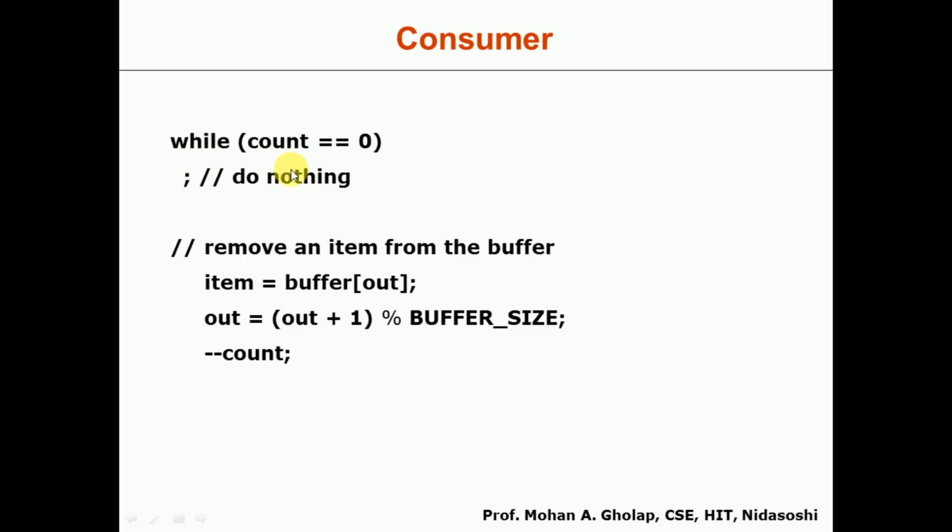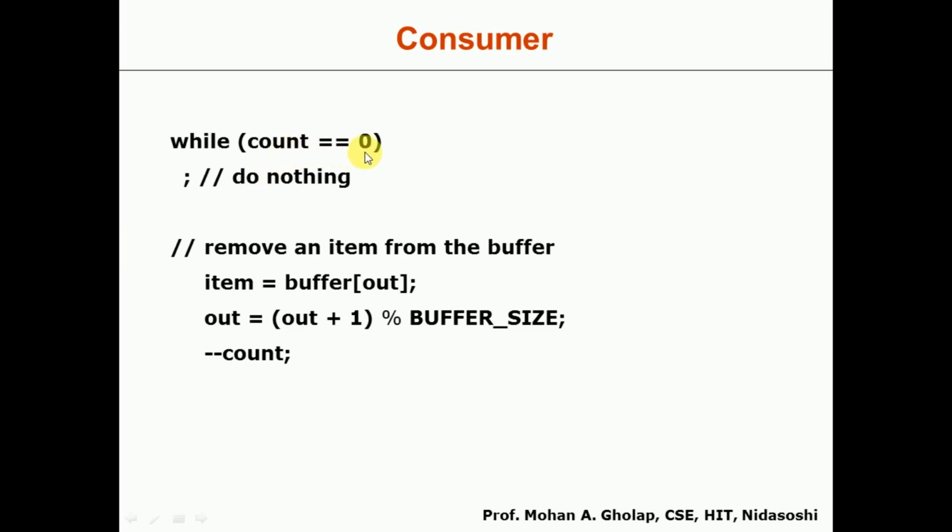We have used the variable count to indicate how many blocks of data, or how many buffers, are full. Initially count will be equal to 0. Whenever a producer produces data and places a block into the buffer, the count will be incremented by 1. At the same time, whenever the consumer process consumes data, the count will be decremented by 1. So at the beginning we'll check whether the count is equal to 0.